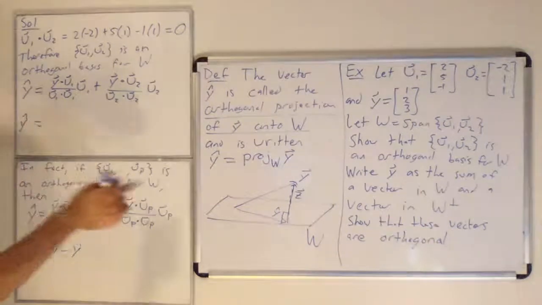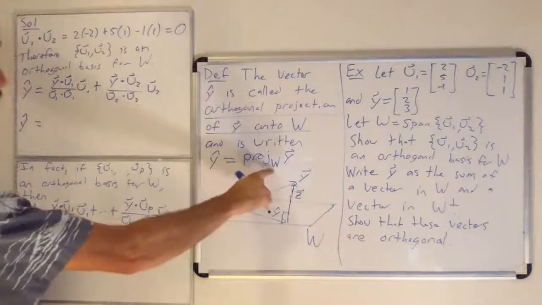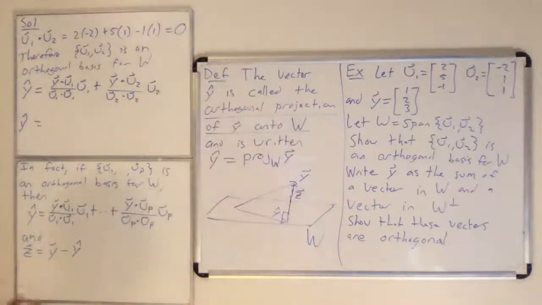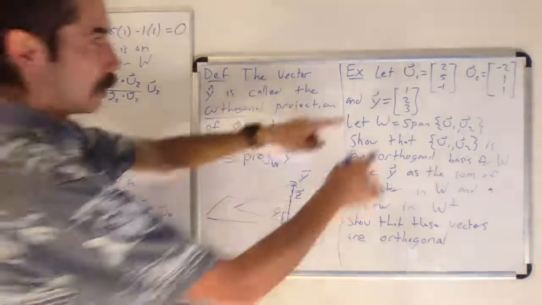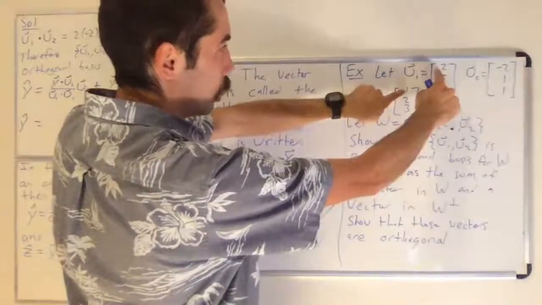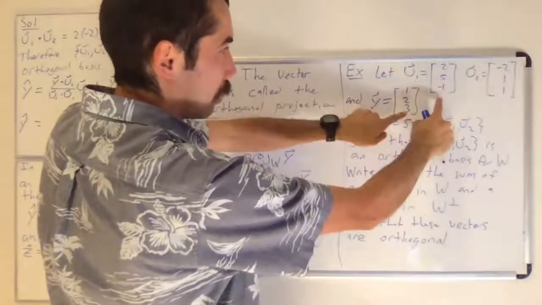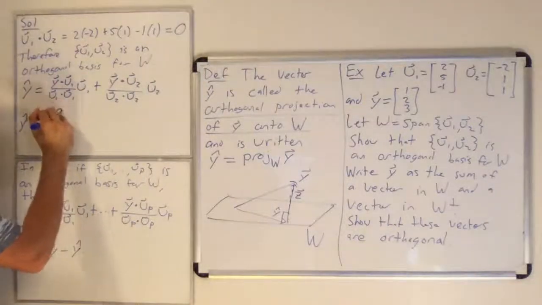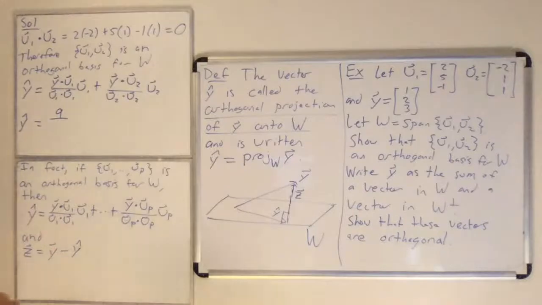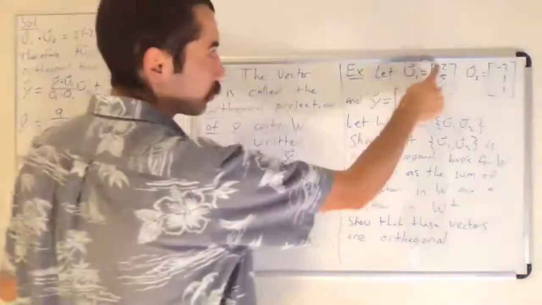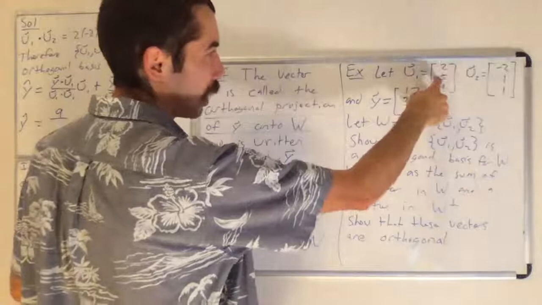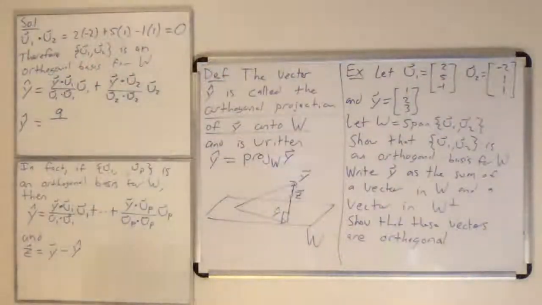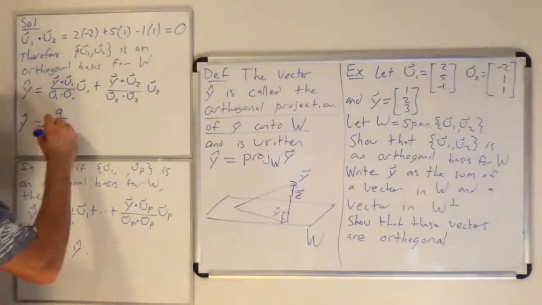So y hat, and again, we could have written the projection onto W of y. It's the same exact thing. Y hat's a little cleaner to write. All right, y dot u1 is 2 plus 10 minus 3. That's 9. u1 dotted with itself is 4 plus 25 plus 1, which is 30. So yeah, Taylor, your first coefficient is right.